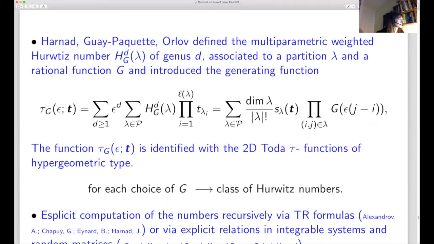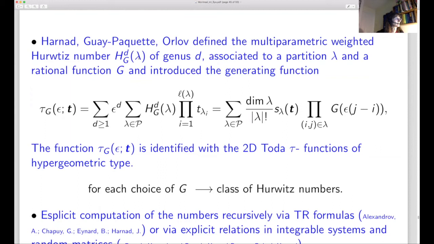This is what we have done. John, in a series of papers, which I'm probably referring to are with Guy Paquet and Orlov, introduced, given a function g which does not need to be rational, multiparametric weighted Hurwitz numbers, which he denoted by H_g of genus d and partition lambda. So this lambda is a partition.